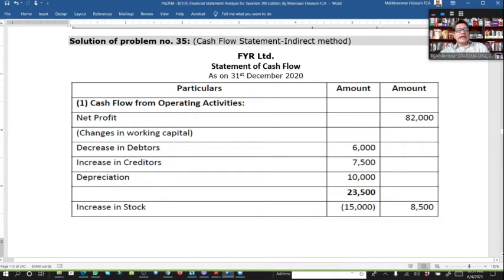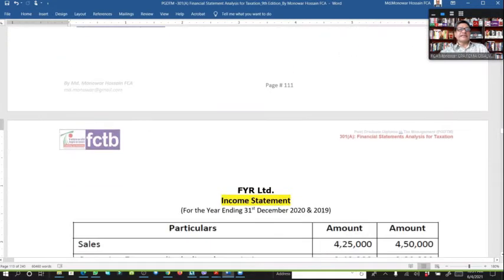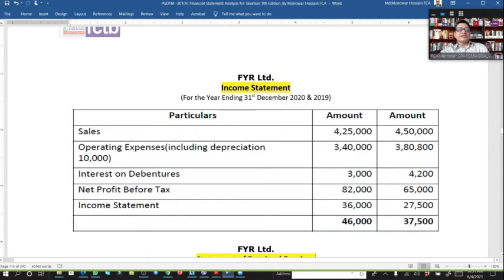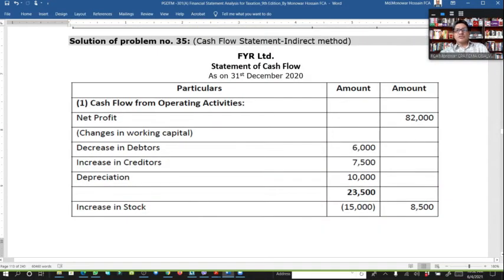And depreciation amount 10,000. As shown in the income statement, operating expense includes depreciation 10,000. Within this 3,40,000, 10,000 is depreciation as shown in the profit and loss account, but this 10,000 does not go out as cash from the company, so that 10,000 is added here.